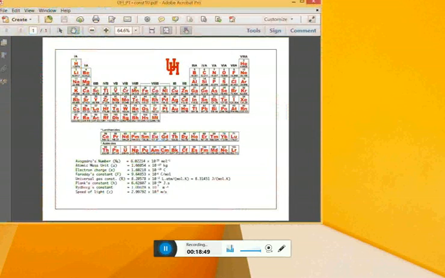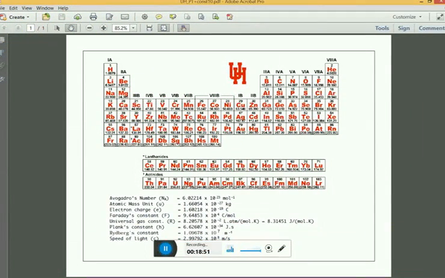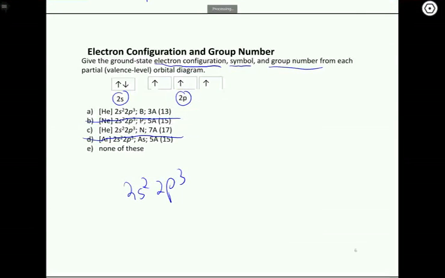All right, so here's our trusty UH periodic table. If we look at boron, it's 2s2, 2p1. It's the first element in the 2p subshell. So boron would only have one p electron. What we're given here has three p electrons, so we can eliminate that one as well.